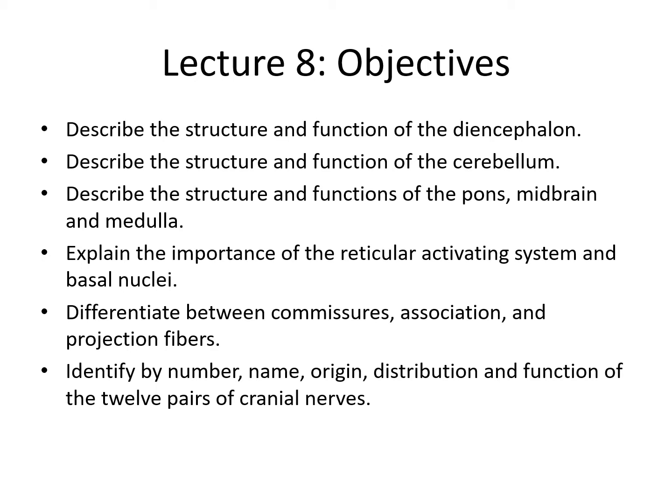And then, in order to get an idea of the complexity of the brain, we'll talk about the connections between the commissures, associations, and projection fibers. Finally, we'll end the lecture with how to go about studying for the cranial nerves. Remember, you often learn them by name, number, function, as well as their site of origin and effector. So let's begin.